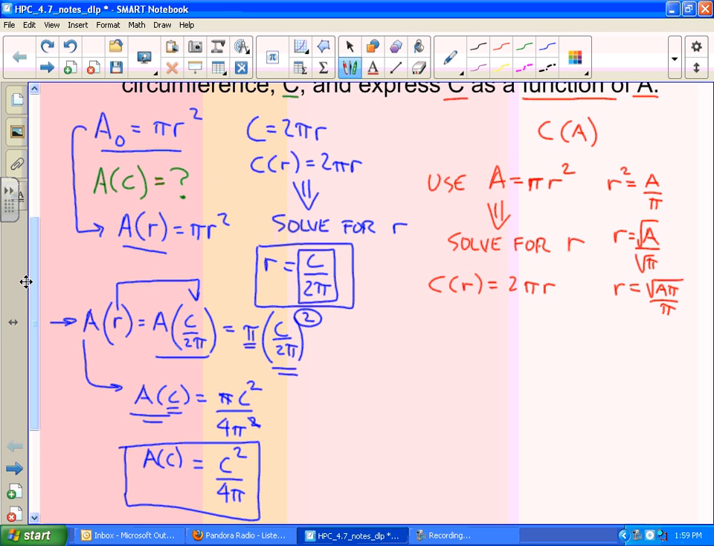Right. Let's go back over here to the red one. So I now have r in terms of a. We're going to replace that r with our r in the circumference. So now I'm doing this. I want to take c of r, which is going to become c of root a pi over pi. And that will become 2 pi times root a pi over pi.